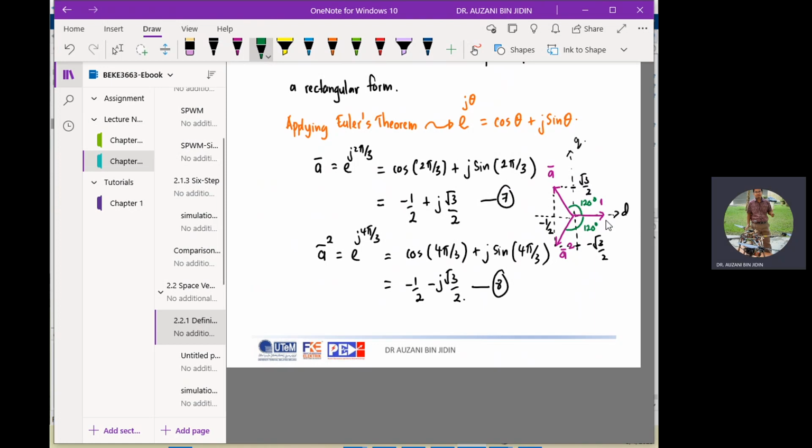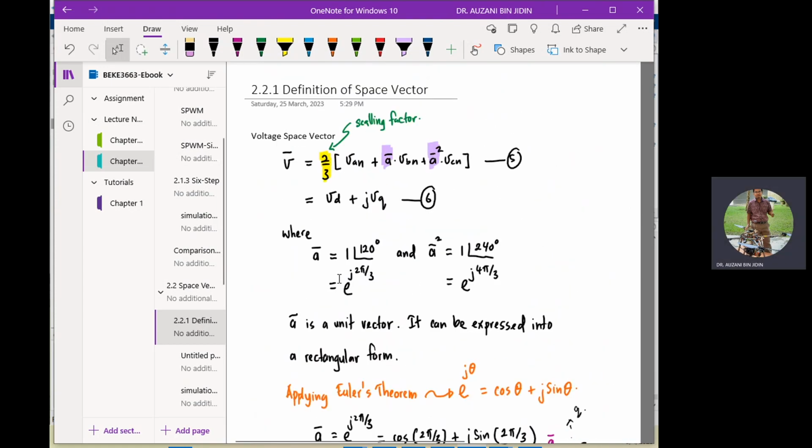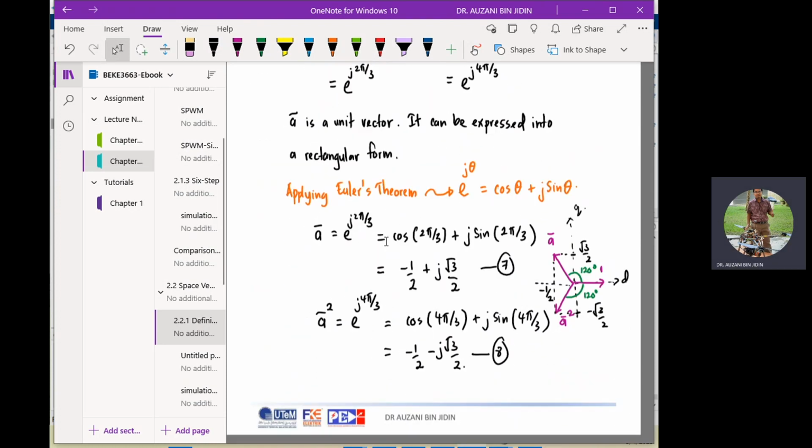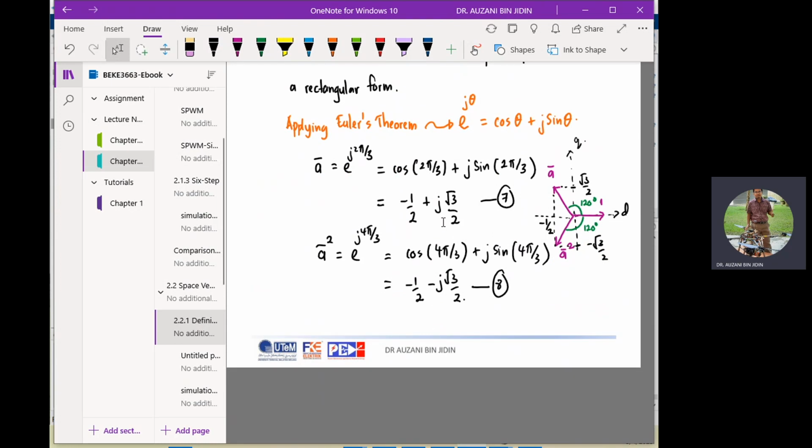Okay, so you have equation 7 and 8. So where these two equations express the unit vector A and A power of 2 into a rectangular form. Rectangular form, because it has a plus jb. Okay. So you starting from, you express the unit vector into polar form, exponential form. Then you must know how to write the equation into a rectangular form by applying Euler's theorem.